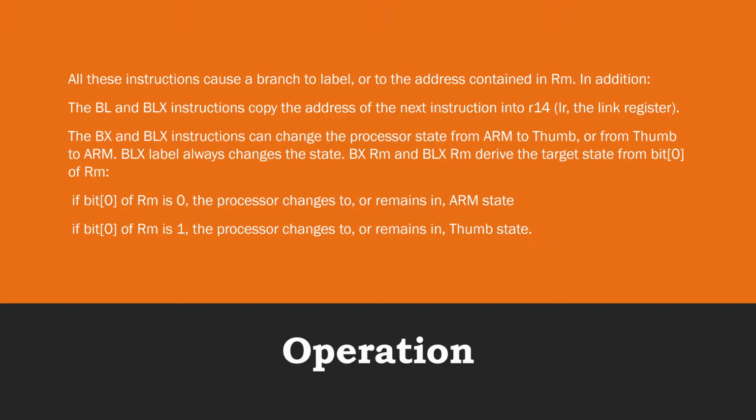BLX label always changes the state. BX Rm and BLX Rm derive the target state from bit 0 of Rm. If bit 0 of Rm is 0, the processor changes to or remains in ARM state. But if bit 0 of Rm is 1, the processor changes to or remains in Thumb state.